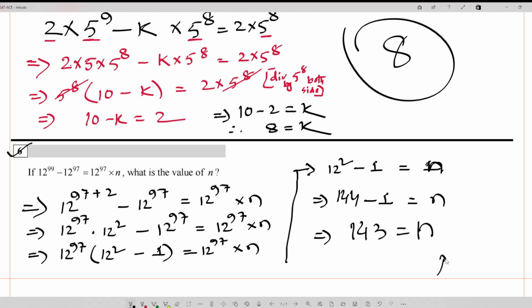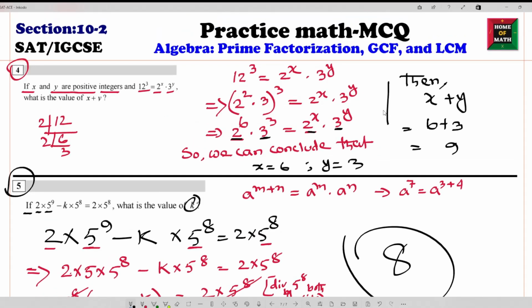Clear? Answer what? 143. So these types of math are very important for IGCSE MCQ or SAT MCQ. So you have to keep concentration on the question and don't hesitate if you have any question regarding these types of matter.